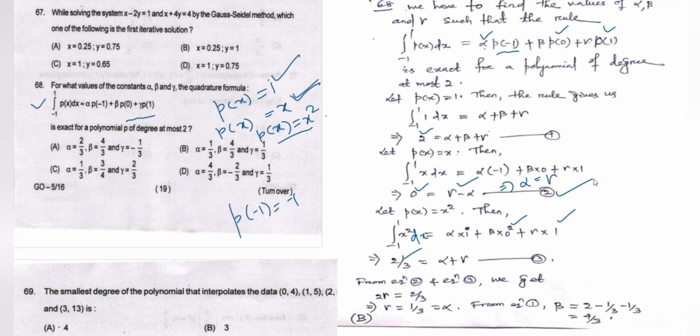Using equations 2 and 3, we obtain the value of gamma, which is 1 by 3, and since gamma equal to alpha, alpha is also 1 by 3. Next we use equation 1 to find the value of beta, which is 2 minus 2 by 3, which is 4 by 3. So option B is the correct option.